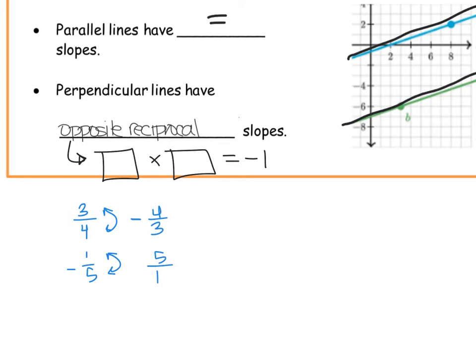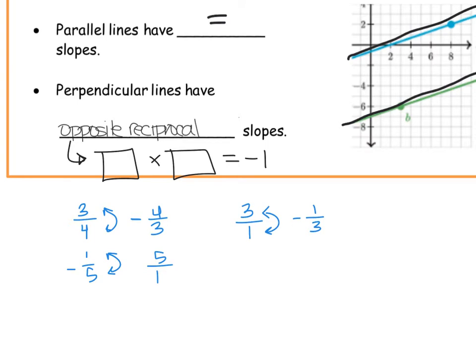If I have a whole number, like 3 for example, I can think of it as 3 wholes, and then I can switch the numerator and the denominator to get 1/3 and change the sign to go from positive to negative. These are called opposite reciprocals.